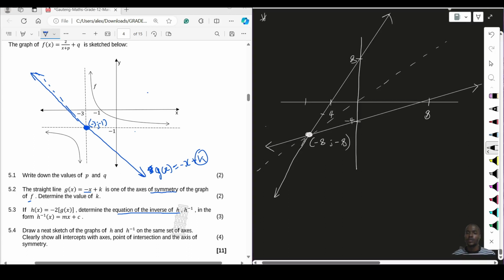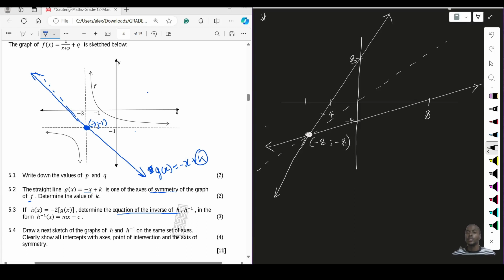So remember that this is the point of intersection. Then this line, the broken line, y is equal to x. That's the line of symmetry because it passes through this 0 here. Then these are your intercepts. Very important. These are your intercepts.